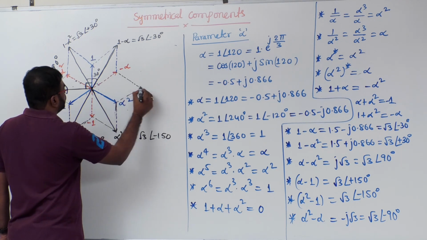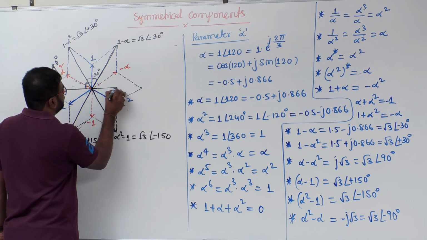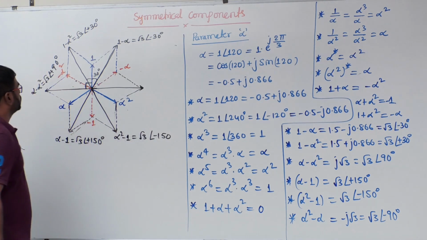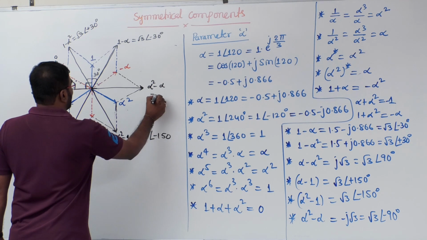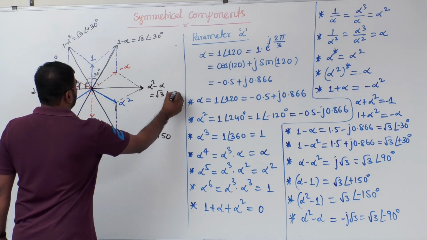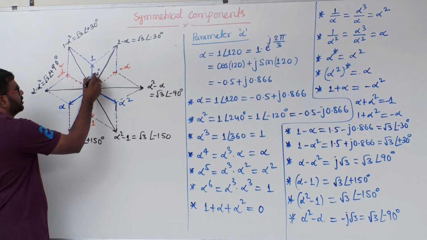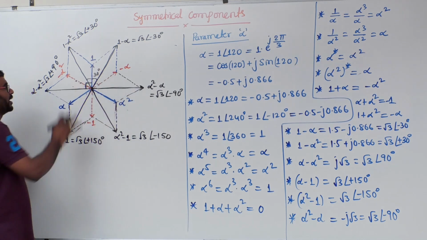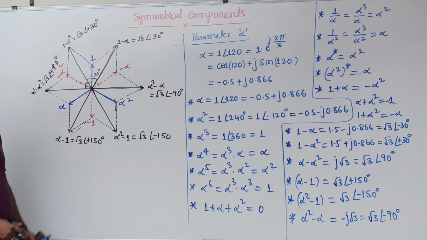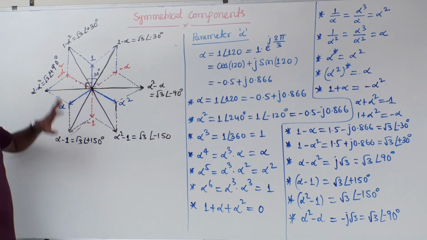Now alpha square minus alpha means we need to add these two vectors. So what is this now? Alpha square minus alpha, whose value is root 3 at an angle minus 90 degrees. If you have any doubt, check. Alpha square minus alpha lags 1 by exactly 90 degrees. Okay, so that's how we can frame it.